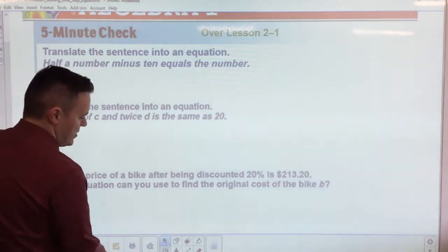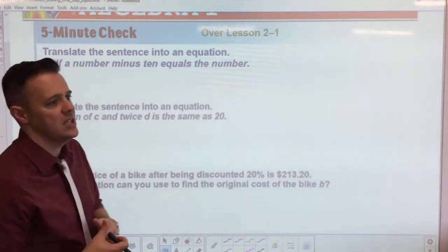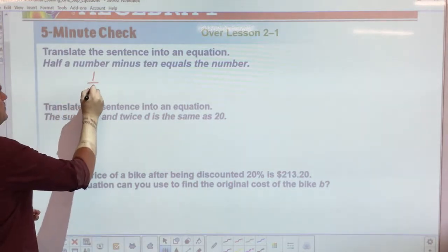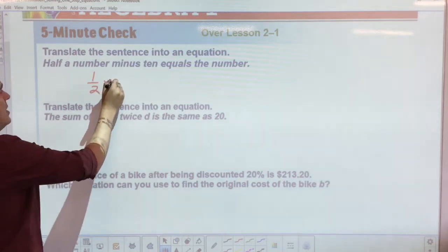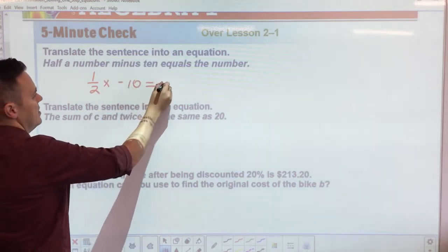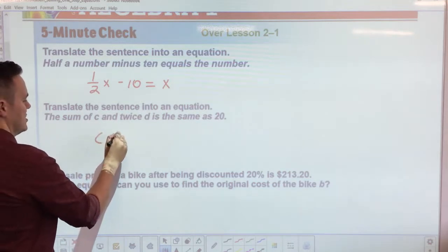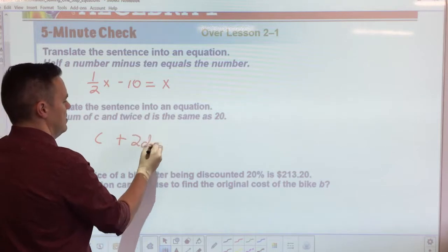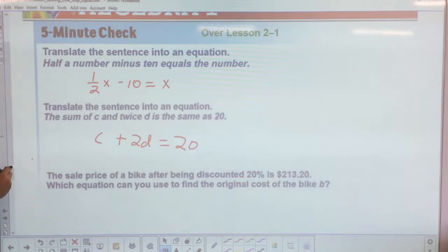All right, so ladies and gentlemen, remember, this is for your benefit, okay? I have to make sure I'm checking with you constantly, showing you stuff again, ensuring you know what it is. So, 1/2 a number. What type of number? I don't know, you can use X, A, or whatever else you want. Minus 10 equals what? The same number. Translate the sentence into an equation. The sum of C and twice D, 2D, is the same as 20. Pretty simple, ladies and gentlemen. Hopefully you got these.